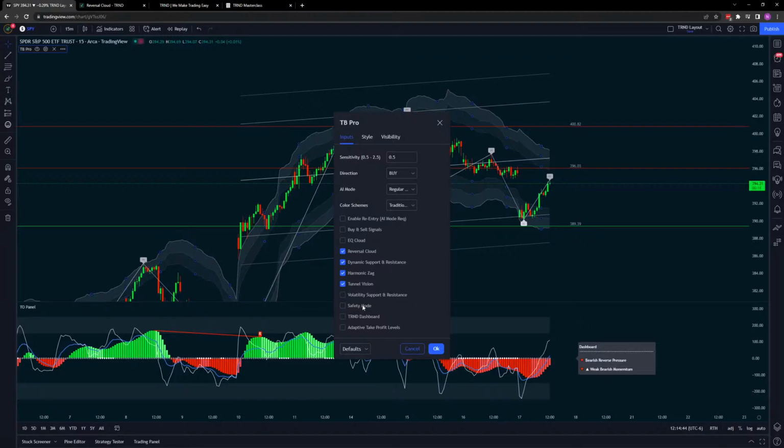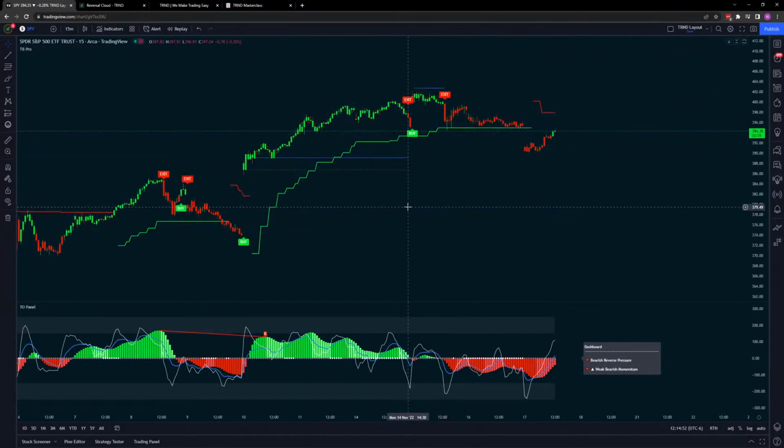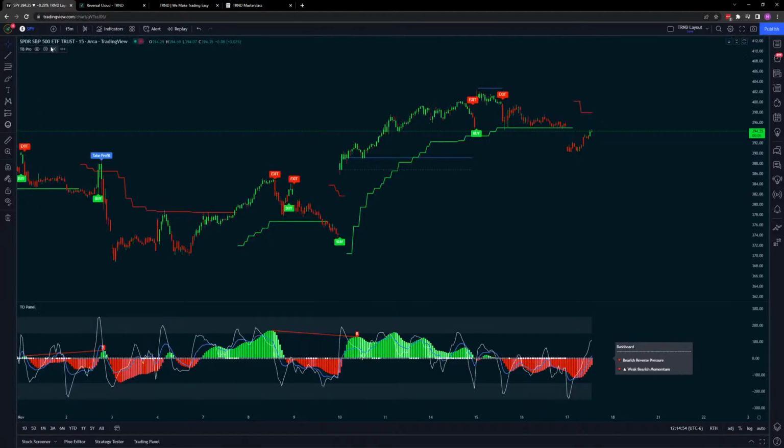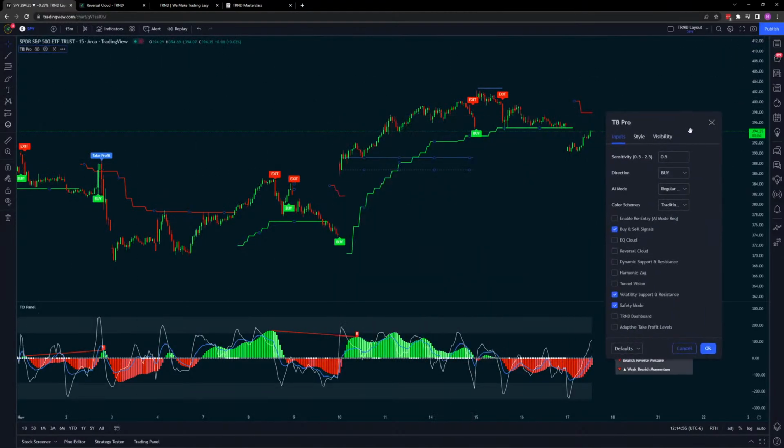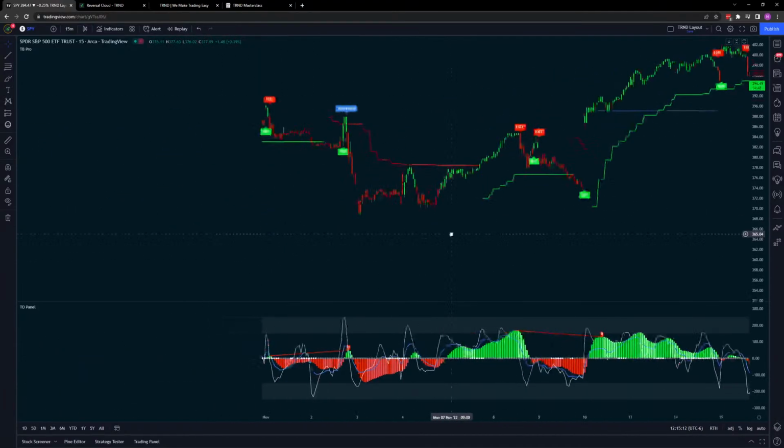Talked about volatility support and resistance. So volatility support and resistance paired with safety mode and buy and sell signals is going to give you a confluence strategy. With safety mode, you need volatility support and resistance on to identify what's actually happening. In this case, when we have direction as buy, we're only going to get buy signals in the overall trend. So if the trend is bullish, we can see here the buy signal closed above the resistance line here. We're only going to get those buy signals. We're not going to get them in a downtrend.